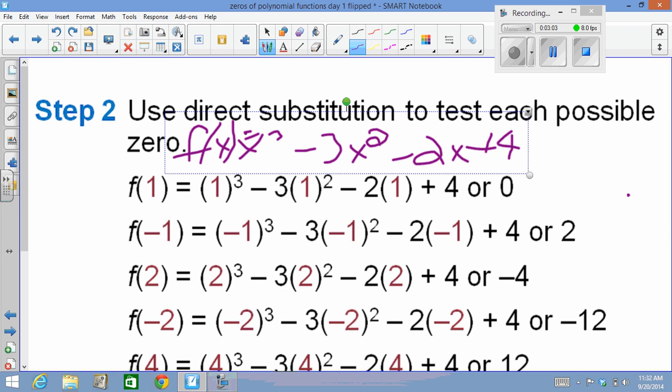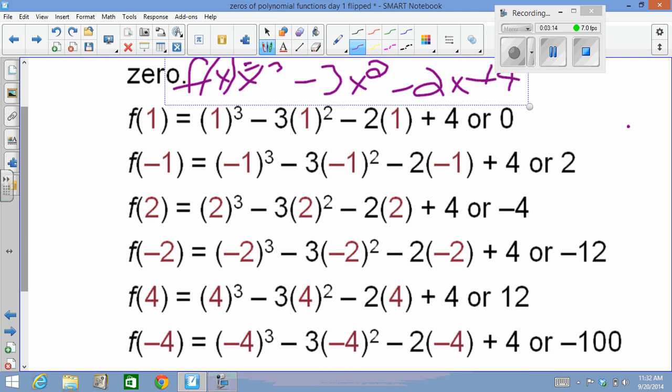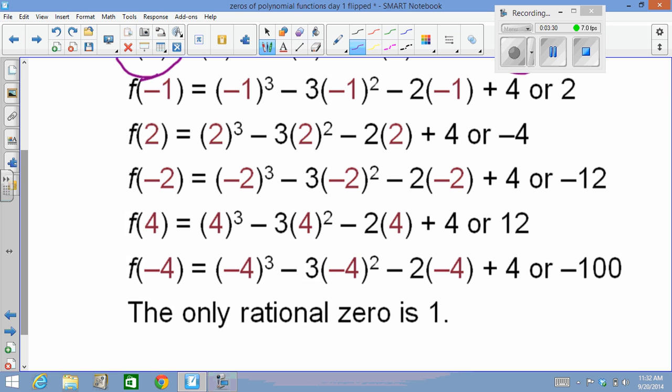In order for it to be a 0, our remainder has to be 0. So if I look here, and I've already done the work for you, the only one that has a remainder of 0 would be 1. So that means f of 1 is the only rational zero because my remainder is 0 because it divides evenly. And that tells me just that particular part. Of course, we're going to take that to the next step in a little bit. But right now, we're only figuring out which one divides evenly.